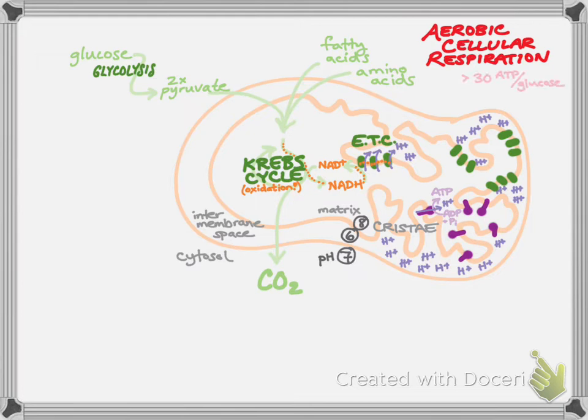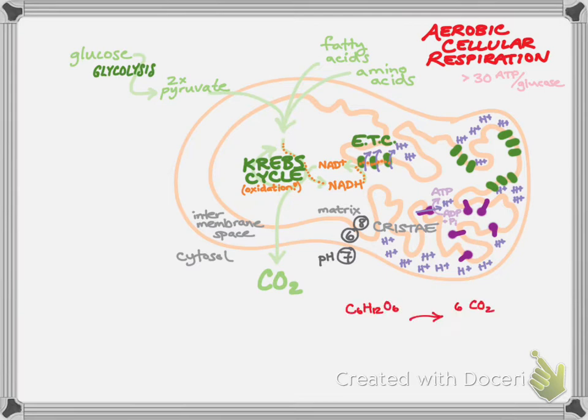What we generate eventually is about more than 30 ATPs per glucose broken down. Now, that's going to be a whole lot more than an alternative that we'll talk about in a minute. Now, the one thing that we've completely left out of here is the whole aerobic part. Aerobic means using air. And when we talk about air, what we're really talking about is oxygen.